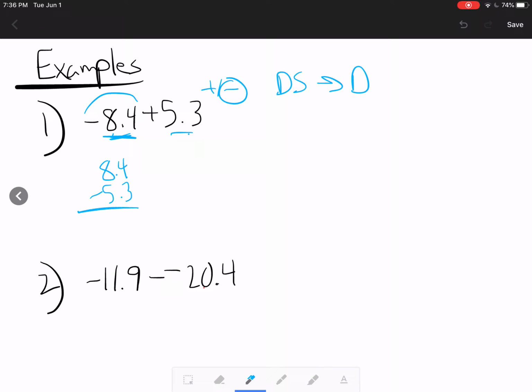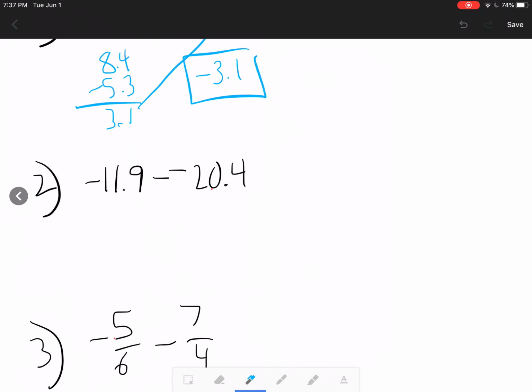Subtract them, and this really helps out with the decimal component. Otherwise, it can be really tricky to try to figure out what the decimals are going to be here. So I'll get 3.1. Now the thing is, go back to this. I said my answer is going to be negative, so it's going to be negative 3.1. Box it, walk away.